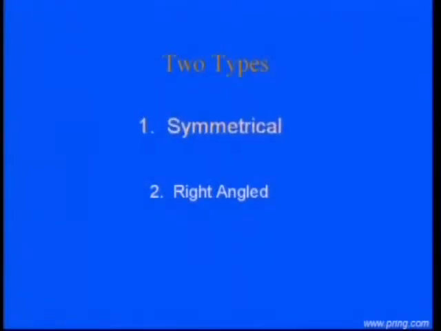Now we look at triangles. There are two types of triangles. There's what we call a symmetrical type and the right-angled type. We'll first of all look at symmetrical.